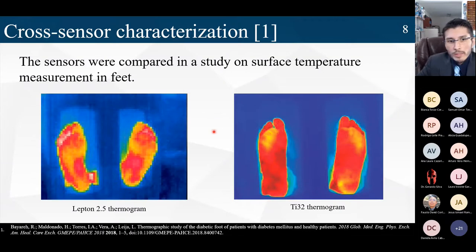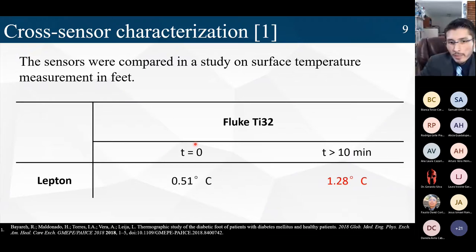We also took radiometric data of volunteers on the sole of the foot to compare the performance of our low-cost sensor to the industrial purpose camera. However, we found that at the very beginning of the experiments we had on average a difference of 0.5 degrees. After continuous operation of more than 10 minutes, our error increased to more than 1 degree. This problem was solved later by introducing a new board to the system that prevented our sensor from heating up at the moment of operating. However, the data was still very inconsistent at that moment.